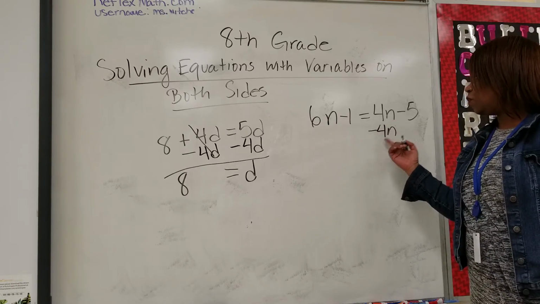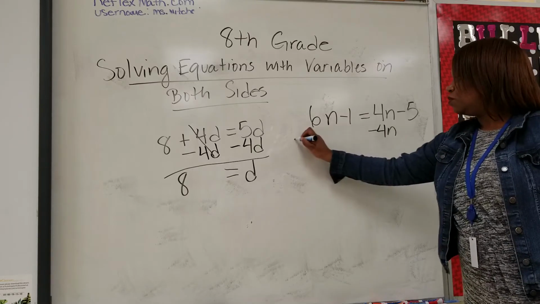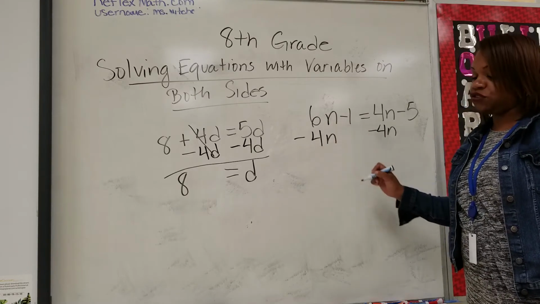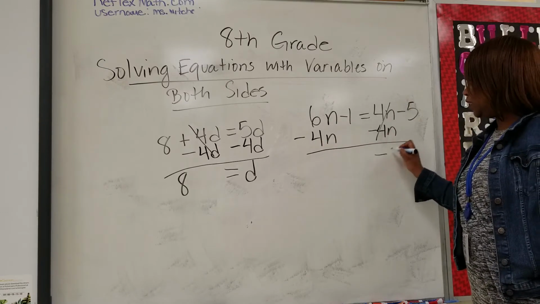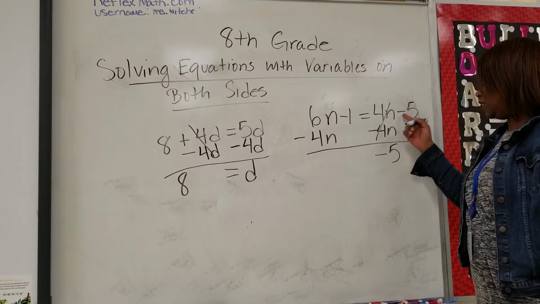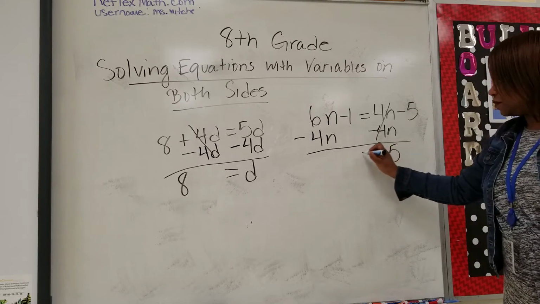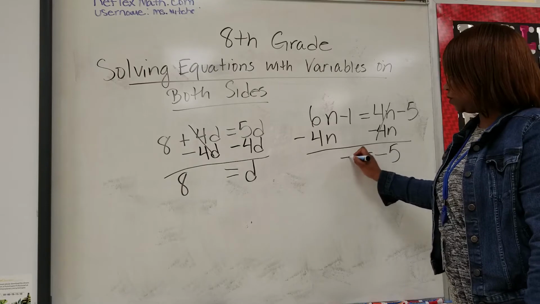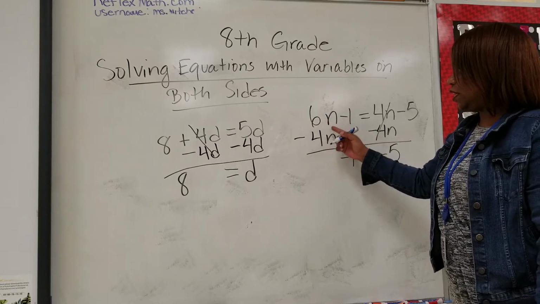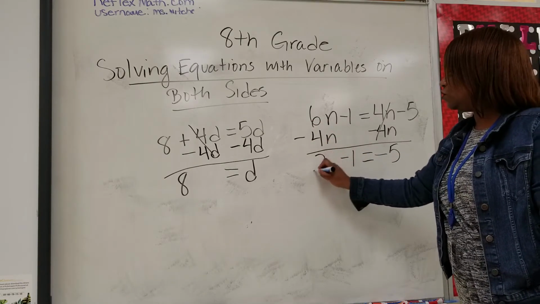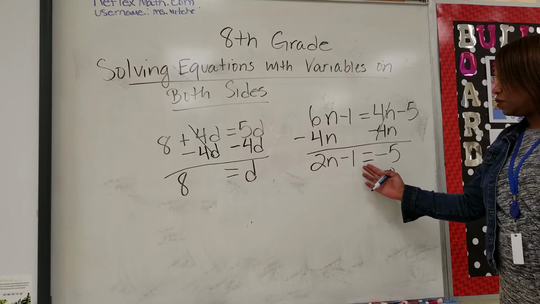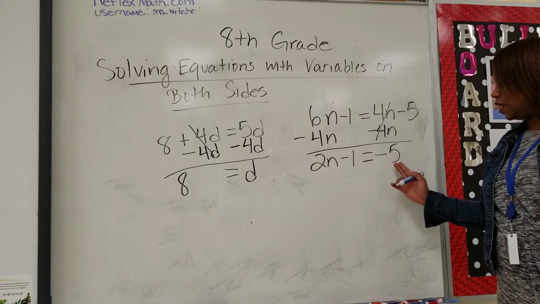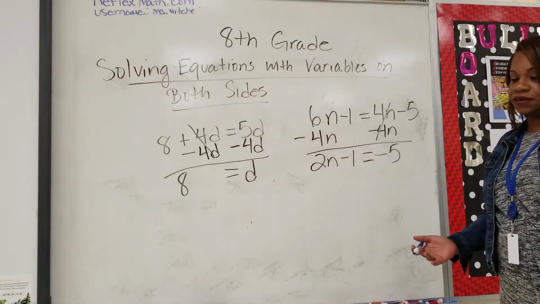So when we subtract 4n on this side, we're going to subtract it on this side because what you do to one side, you do to the other. This will cancel out. This will leave us with negative 5. Please don't forget that negative. Equals negative 1, and 6n minus 4n will give us 2n. From here, we still have like terms here and here. We have to combine them.